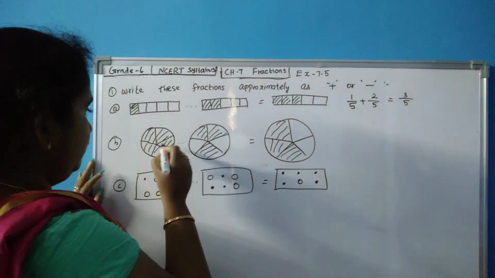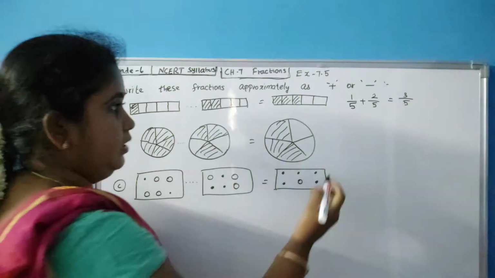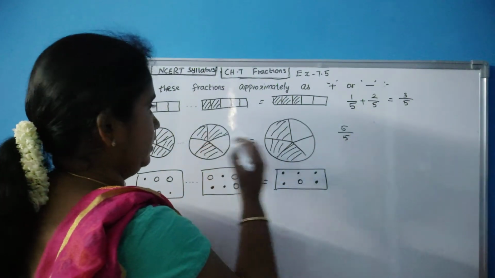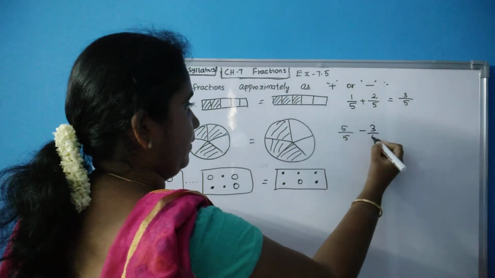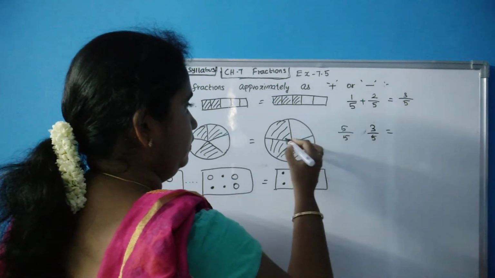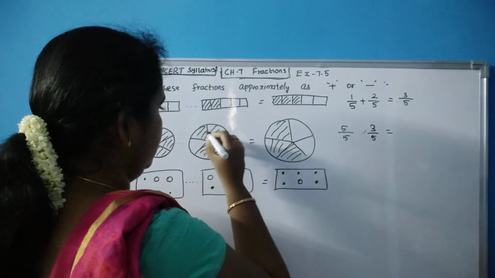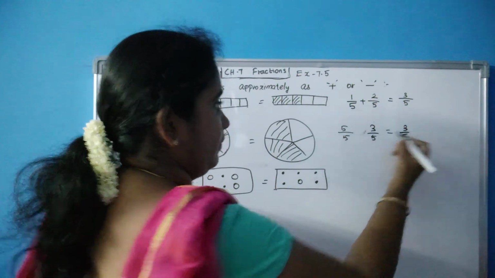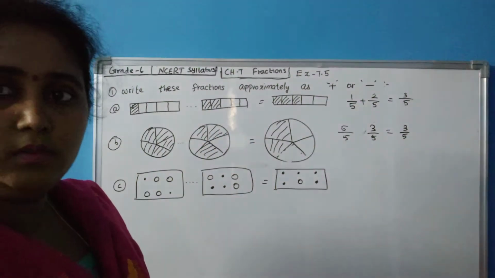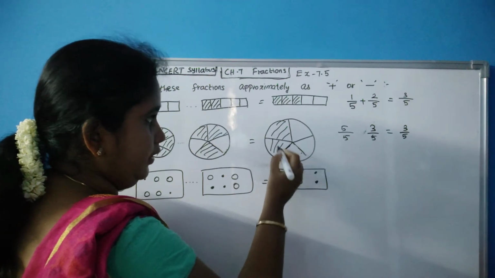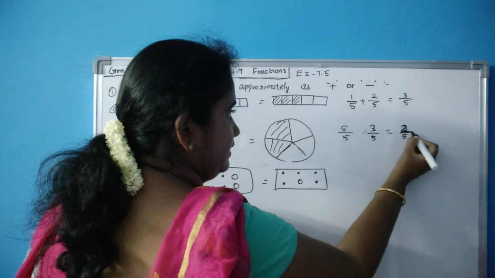Okay, now next sum. 1, 2, 3, 4, 5. 5 parts is shaded out of 5 parts. Okay. Then see here 1, 2, 3. 3 parts is shaded out of 5 parts, which is equal to 3 parts is shaded out of 5 parts. Wait a minute. In this sum, this part is not shaded. Okay. This part is not shaded. Only 2 by 5. So you get the answer as 2 by 5.